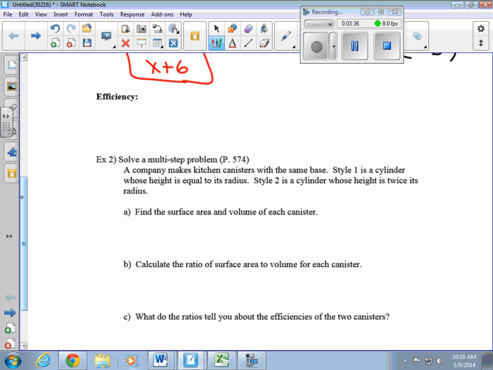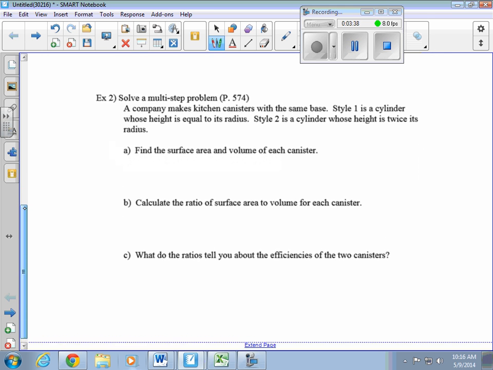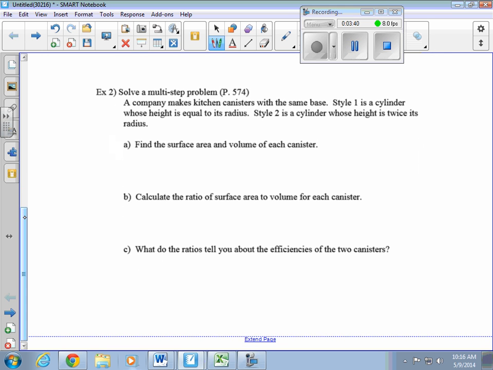So what we're going to do is look at example 2, and that's on page 574 as well. It says a company makes kitchen canisters with the same base. Style 1 is a cylinder whose height is equal to its radius. Style 2 is a cylinder whose height is twice its radius. So we want to find the surface area and volume of each canister.